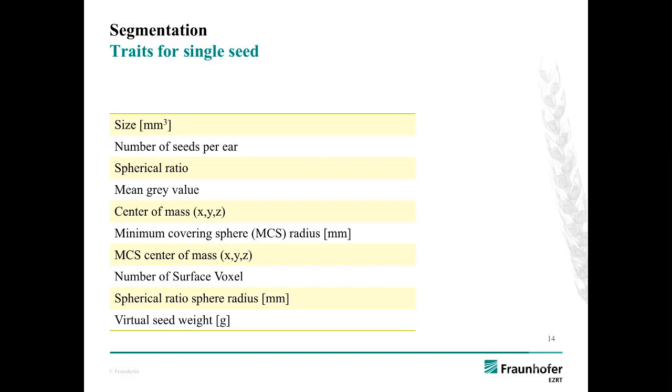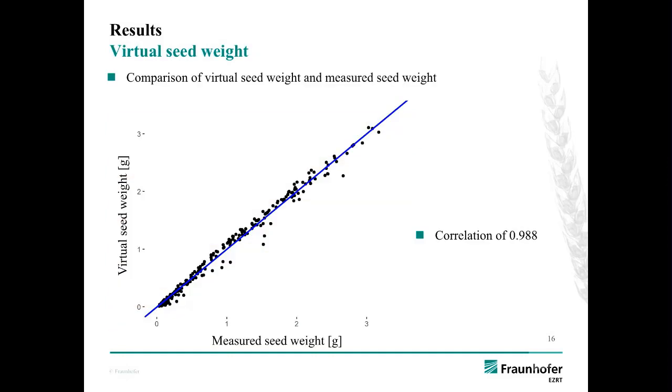To give you some results on that, I will show you the virtual seed weight, and then the number of seeds per ear. As you can see here, the correlation between the measured weight and the virtual seed weight is quite high, a 0.988 correlation. We were pretty happy about that, because it's a good data set to see that it actually works, and it's not only working for the fully mature ears, it's also working for the drought experiments.